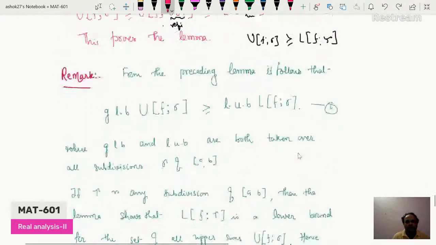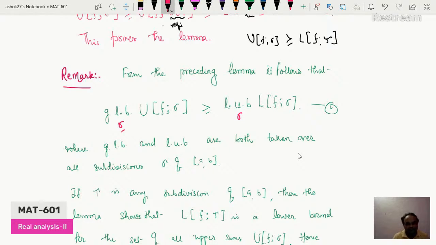there is one remark. From the preceding lemma, it follows that upper sum of f with respect to sigma is always greater than or equal to lower sum of f with respect to sigma. So if we take the greatest lower bound of all upper sums, with respect to sigma, and the least upper bound with respect to sigma, then this greatest lower bound of all upper sums of f with respect to sigma is always greater than or equal to lower sums, where the greatest lower bound and least upper bound are both taken over the subdivisions sigma of [a, b].